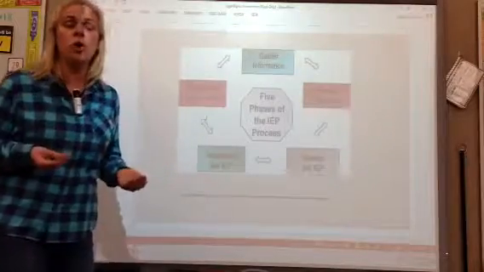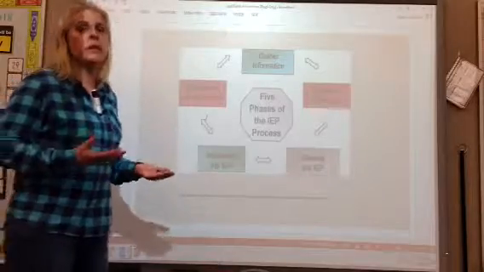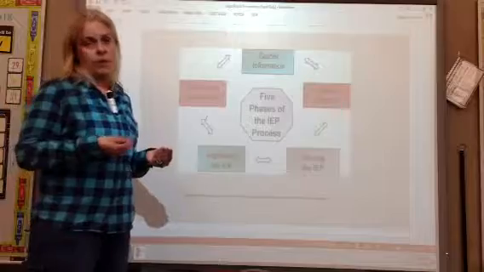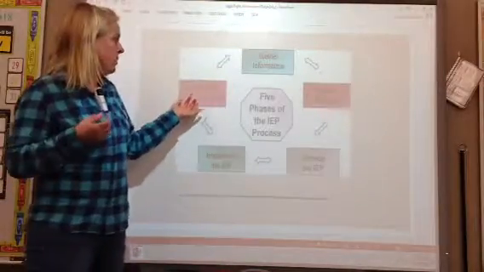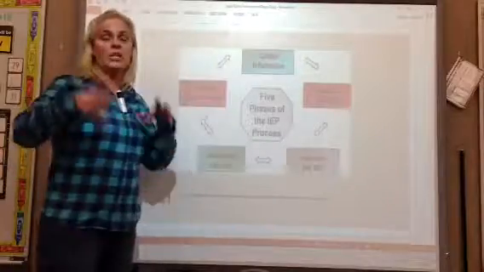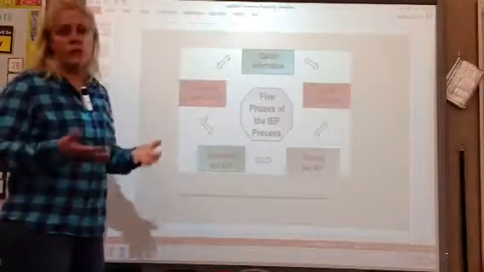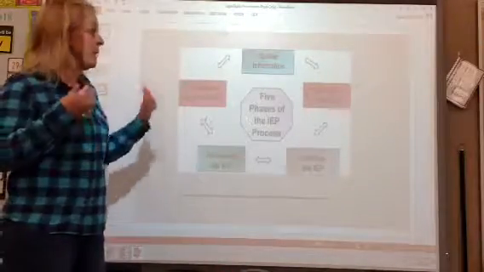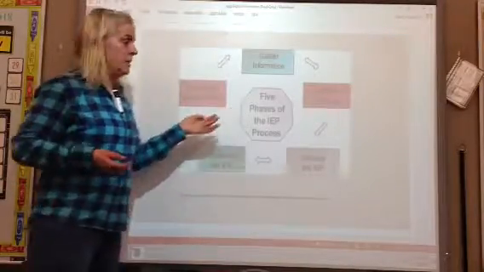We review the goals that we've set. Is he meeting his goals? Is he or she meeting his or her goals? What changes can we do to accommodate them? And then after we review it and update it, we gather more information. It's an ongoing process. You keep assessing to determine how they're doing. Have they reached a goal? Do we need to set a new goal because they're doing so well? So those are the 5 phases of the IEP process.